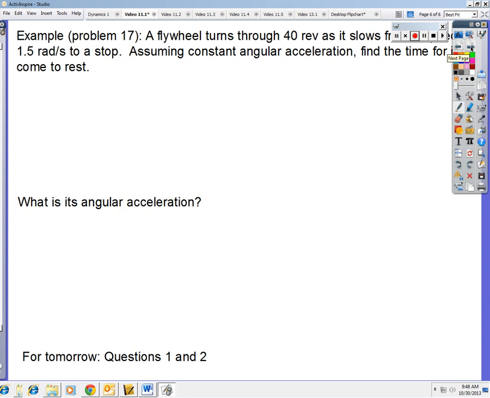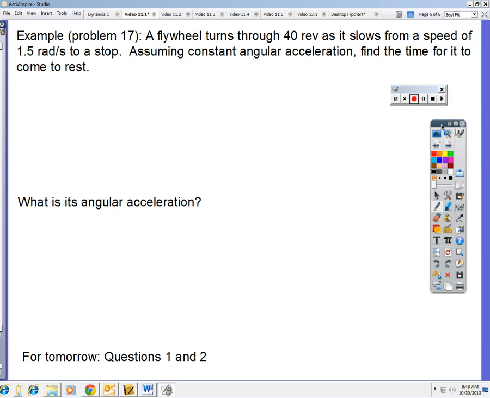And so now we finally have an example. Let's say we've got a flywheel that turns through 40 revolutions as it slows from a speed of 1.5 radians per second to a stop. Assuming constant angular acceleration, find the time for it to come to rest, and find the angular acceleration.